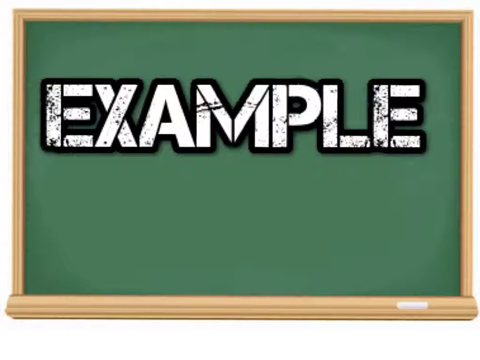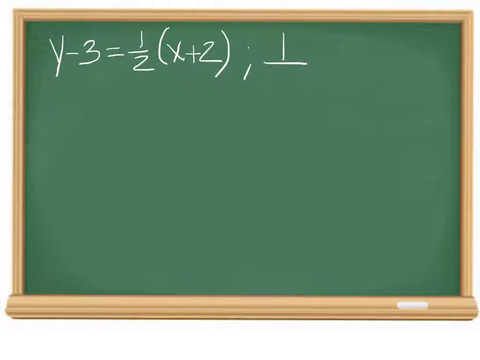Example 3. The equation you're going to be given is y minus 3 equals 1/2 x plus 2. And you need to find a perpendicular line that passes through the point 2, 3. This is in point slope form. You have to change it to slope intercept form, which is y equals mx plus b.